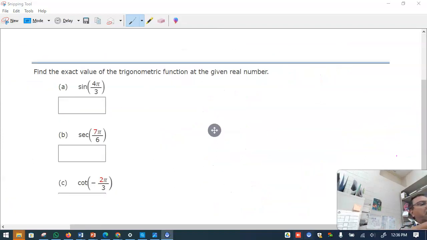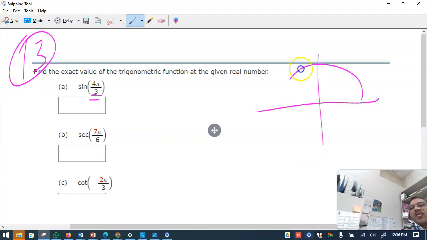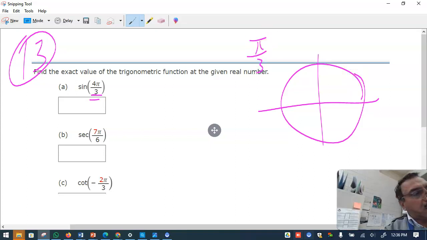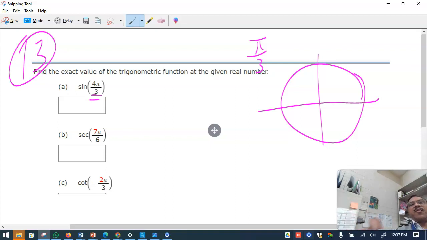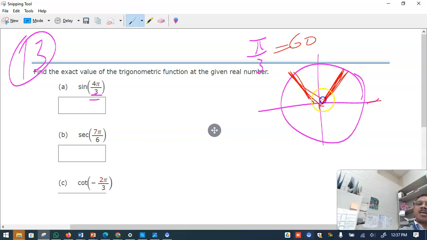So practice problem number 13. Here they ask you what is sine 4 pi by 3. That means pi by 3 is 60 degrees, and you want four of them. So that means 4 times 60. We know that all around there are six of them. So 1 pi by 6 is like 1. 2 pi by 6 will be here, that is 2. Then 3 pi by 3 will be here, and 4 pi by 3 will be this one.